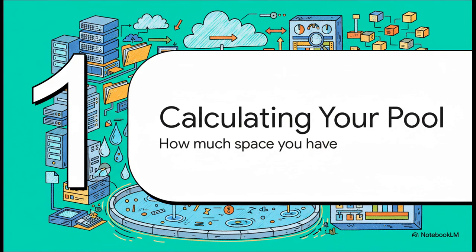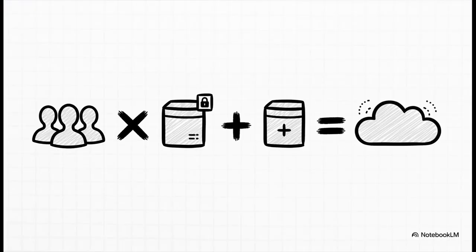Okay, that makes sense. But it leads to the big question, right? If everyone's sharing one giant tank, well, how big is it? Let's dive into how you actually figure out your organization's total storage pool. It's actually pretty simple. The math is super straightforward. You just take the number of users you have with a license, you multiply that by the amount of storage that comes with each license, and then you just add on any extra storage you might have bought. That's it. That number is your grand total.